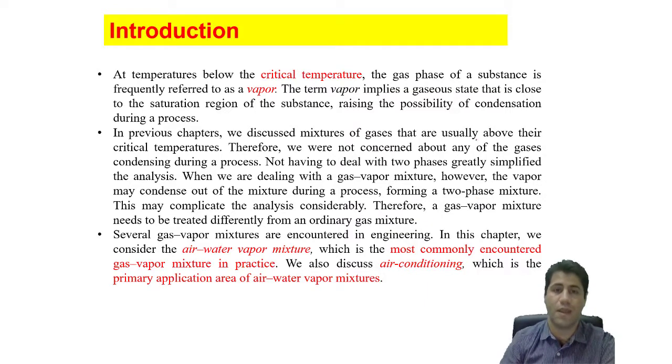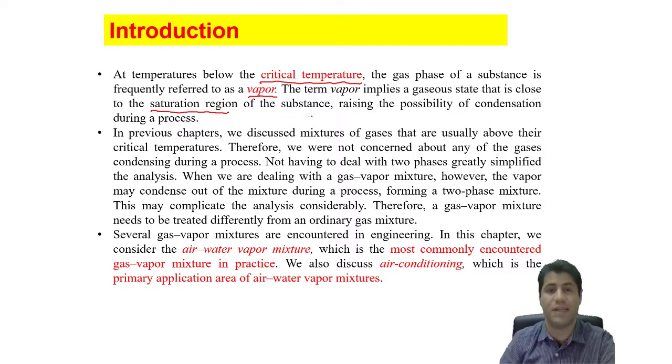Based on your knowledge from previous chapters, you know that at temperatures below the critical temperature, if you remember, the critical temperature was the temperature at which we can have all of those three phases at the same time. The gas phase of a substance below this critical temperature is frequently referred to as vapor. The term vapor implies a gaseous state that is close to the saturation region.